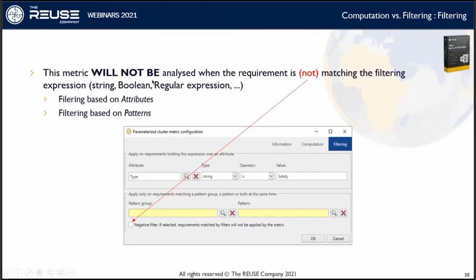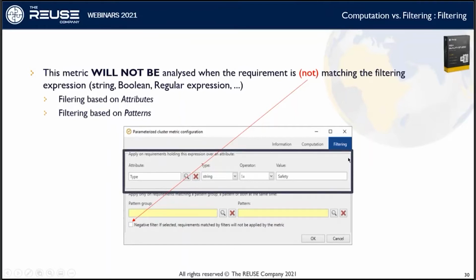Filtering is just saying the metric will not be analyzed once I get the filter or when I don't get the filter. So the filter can be based on attributes or based on patterns. In this example, I'm using an attribute filter. So if my type is not safety, I will analyze the requirement. If my type is safety, the metric would not be enabled. It would just tell you that it matches the filter, so I'm not assessing. I'm not saying it is high quality because I didn't see the mistake, because I don't want to. It's just not assessed.